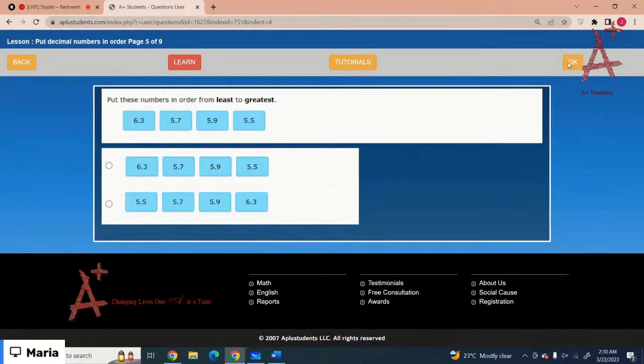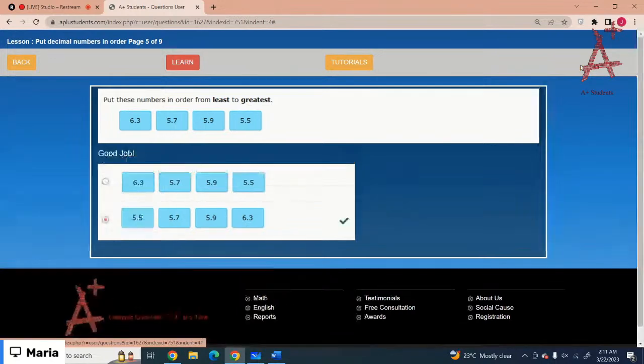Very good. Okay, let's just look at the other one. Put these in order from least to greatest. So which one is the least one? 6.3 is the greatest one. Got it? Because 6. The rest of the numbers are 5.5, 5.9, and 5.7. So 5.5 is the smallest one, then 5.7, 5.9, and 6.3. Got it? Option number 2 is the correct option.